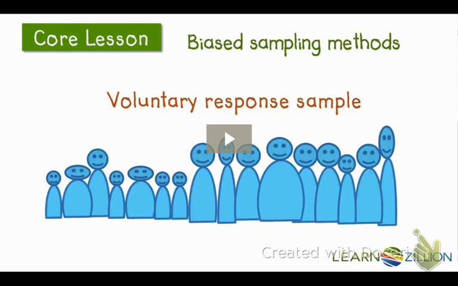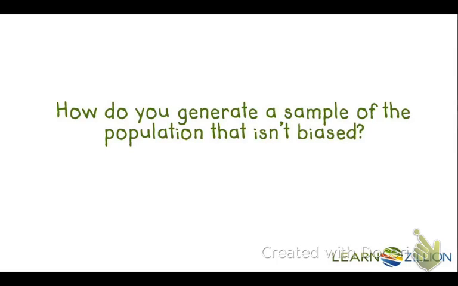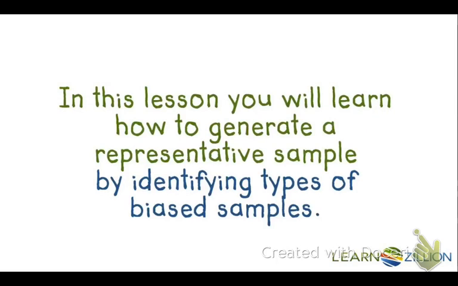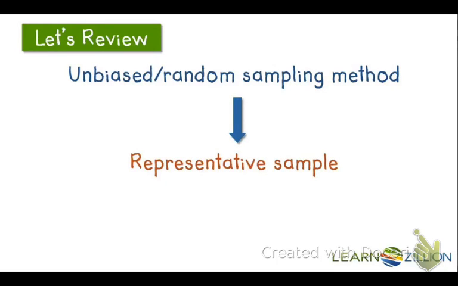In this lesson, how do you generate a sample of the population that isn't biased? In this lesson, you will learn how to generate a representative sample by identifying types of biased samples, and then avoiding them. Remember, an unbiased sampling method, which usually contains some element of randomness, is most likely to lead you to a representative sample. That representative sample will then enable you to make a valid inference about the entire population. But it all begins with that unbiased sampling method.